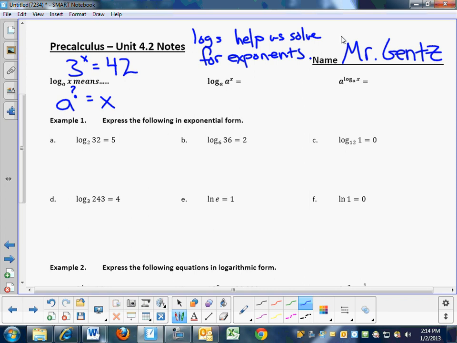Now, this is really important. You see this a right here, that's the base. And so this means a to some power is equal to a to the x. Well, you tell me, what power would you take a to in order to get a to the x? X. Now pause. Just don't write anything, just watch this.